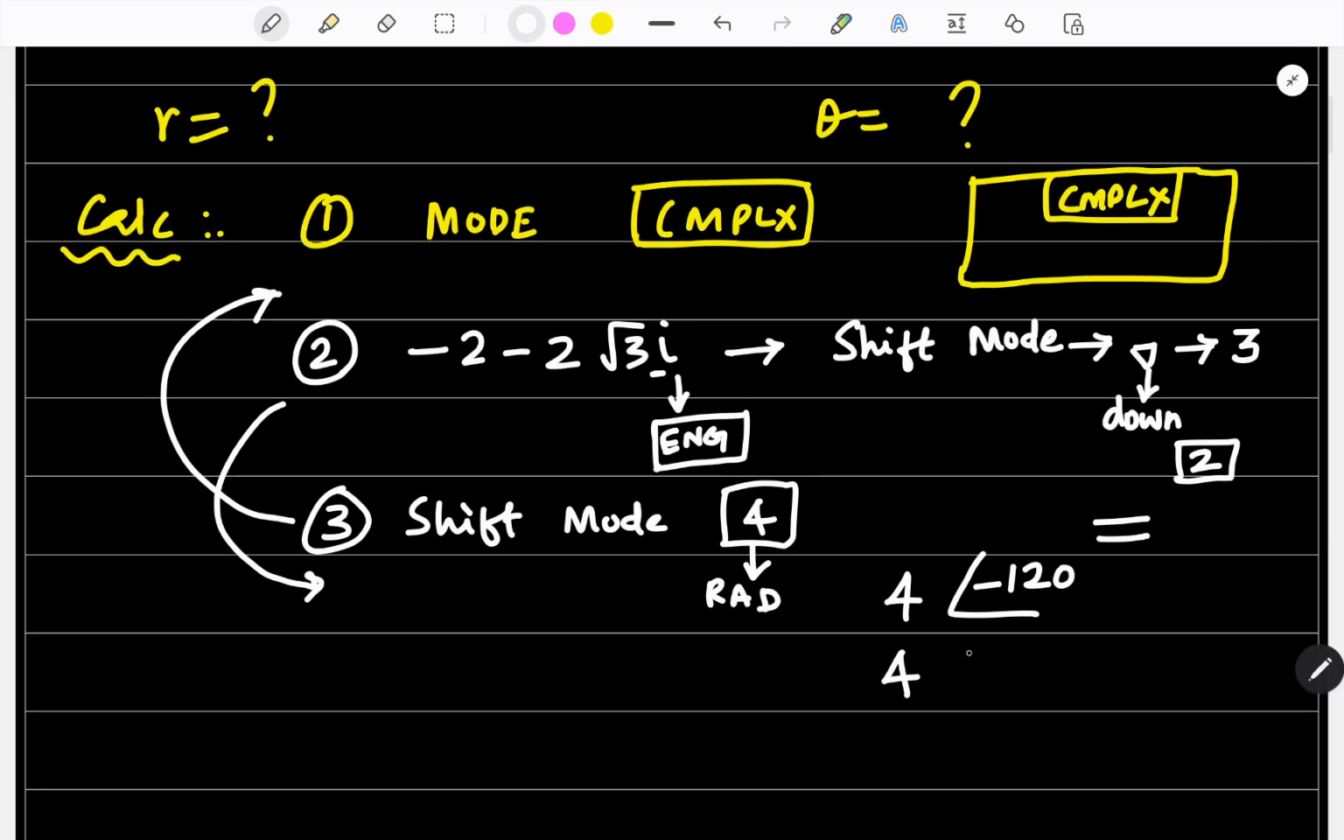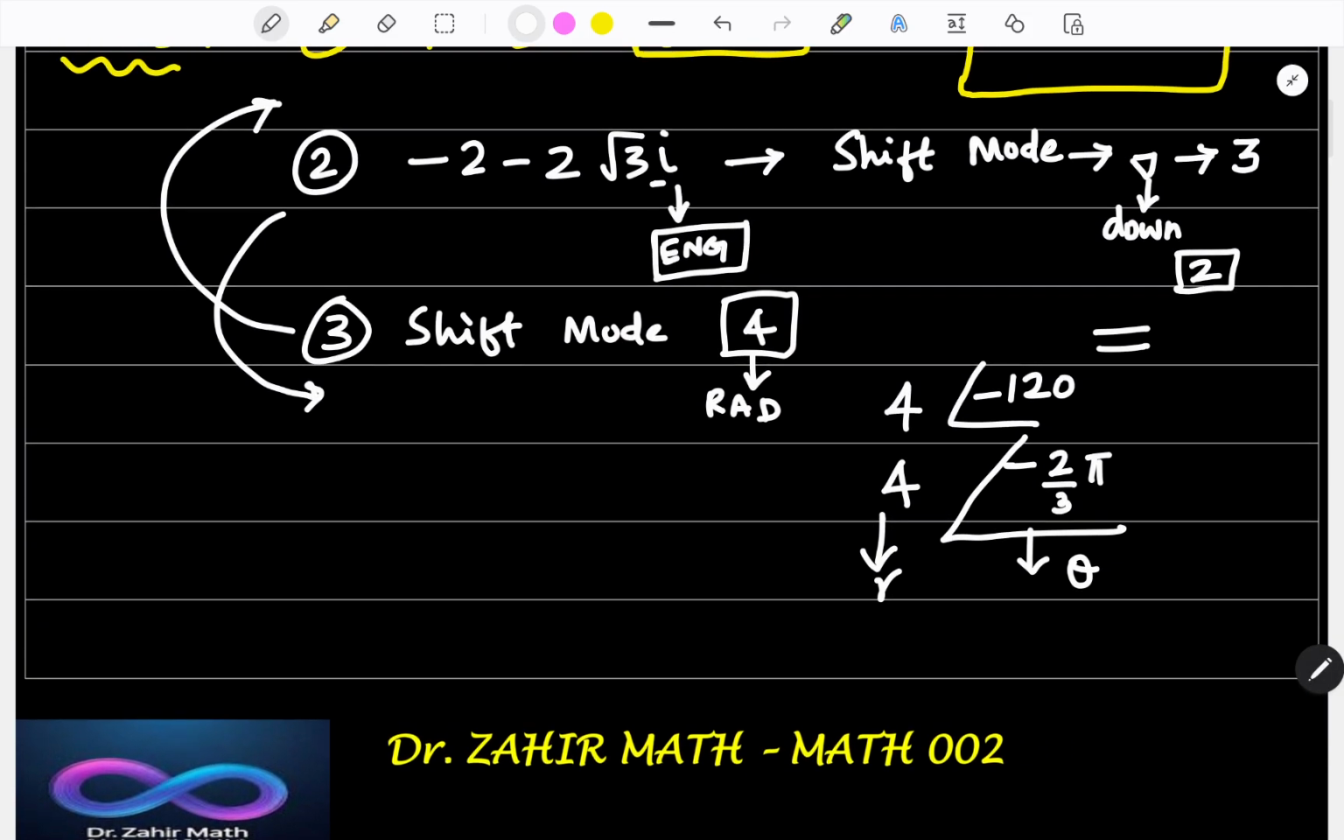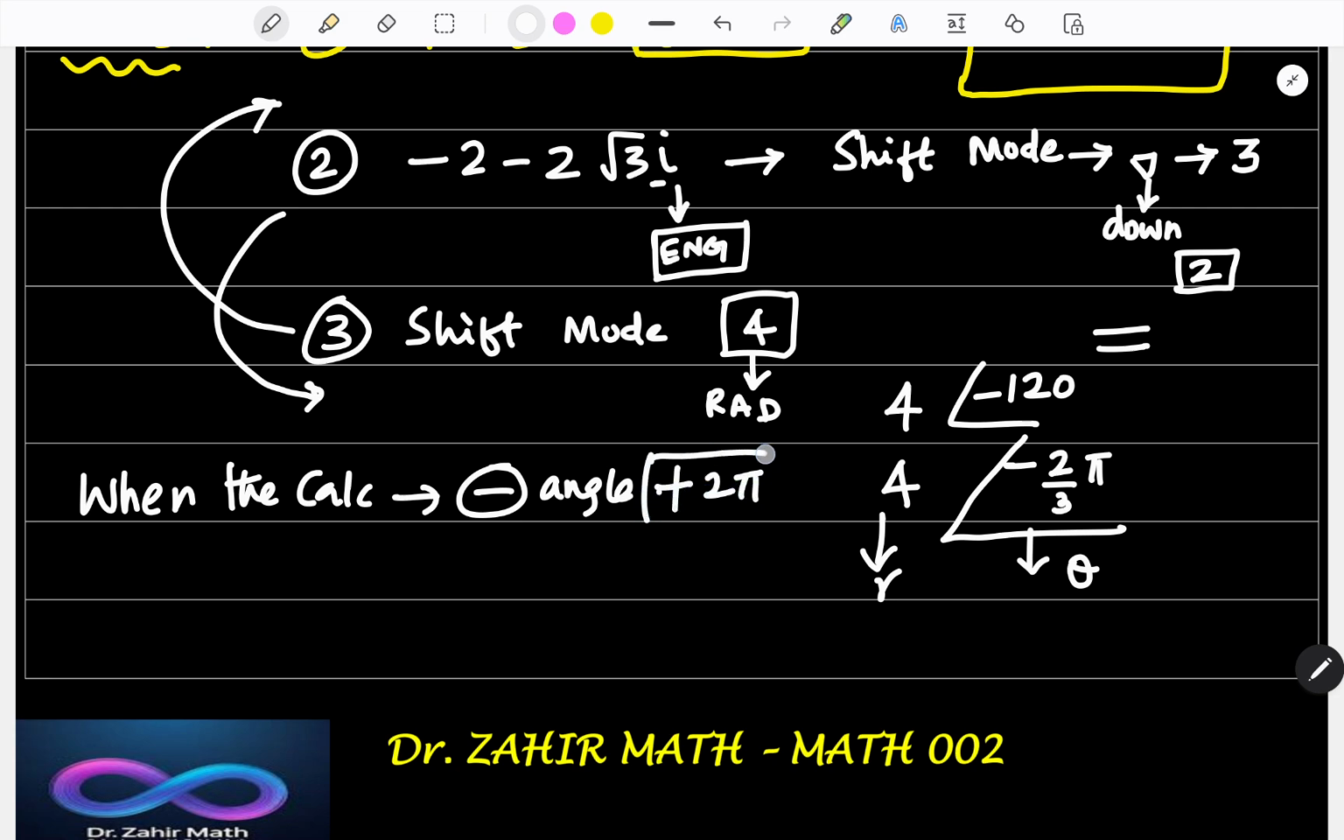So now it is 4 and this is negative 2 pi over 3. Actually it is negative 2 by 3 pi. Both are the same, no problem. Let me write it clearly. So this is your r and this is your theta. Keep in your mind, theta should not be negative. When the calculator gives a negative angle, a minus angle, keep in your mind, you add 2 pi to get a positive angle.